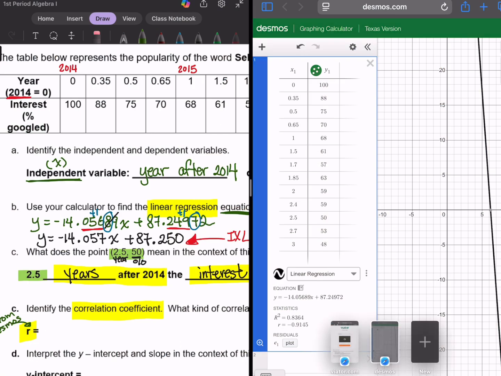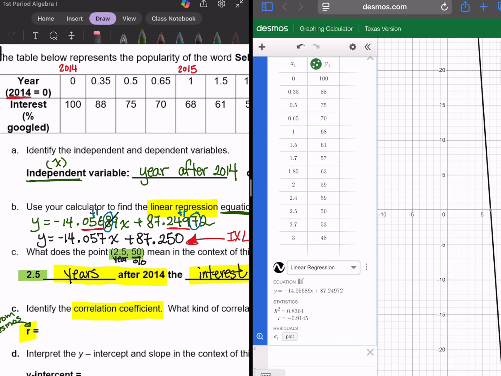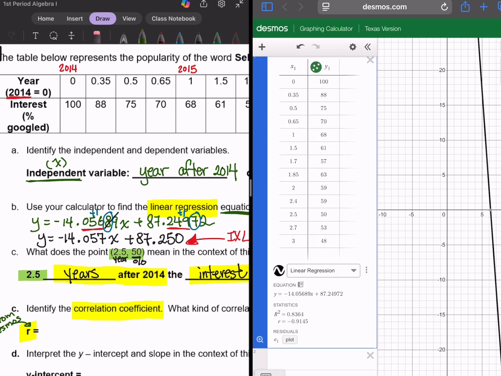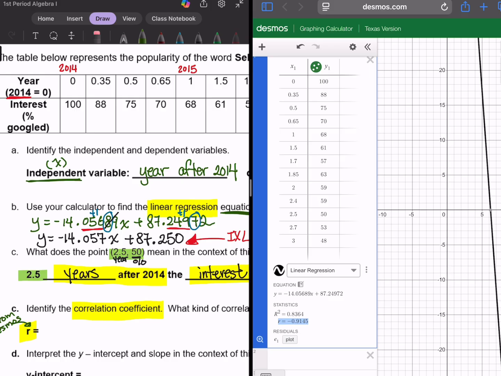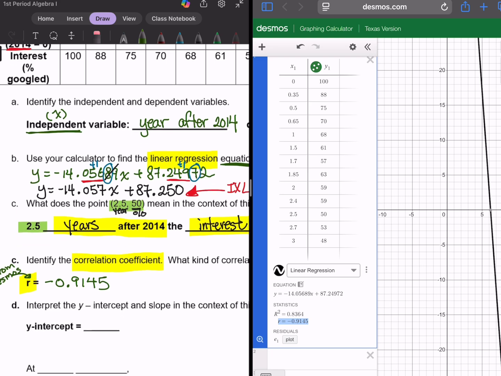So if I'm looking at decimals right here, the R value is right here on the bottom, right underneath your equation where you have statistics, R squared, and then the R. That R is the value that I'm looking for, right? So if I am writing this down, my R value would be negative 0.9145. That's my R value. That's the first question. Identify the R value.